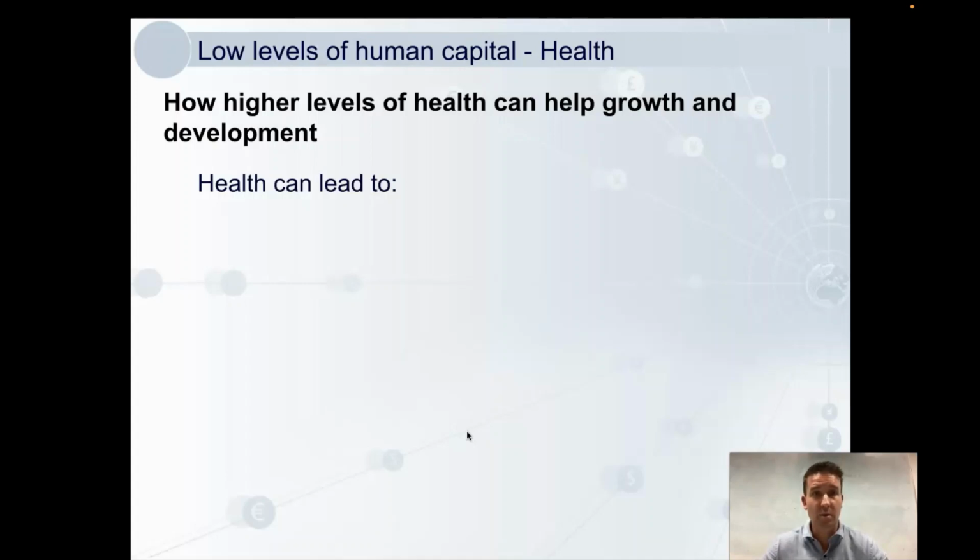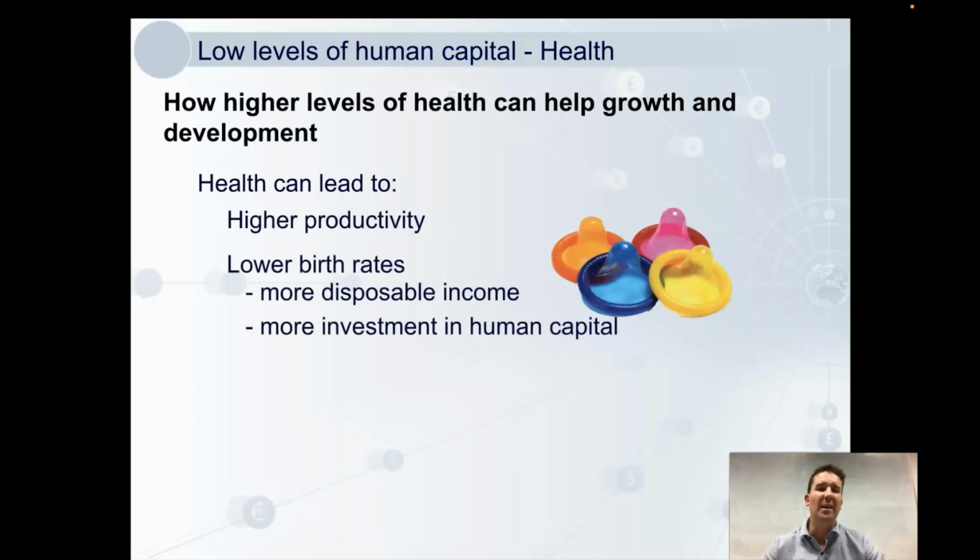Okay, and health. How can health help growth and development? Higher productivity. We get lower birth rates if people understand contraception and have access to contraception, which is largely considered healthcare. And if we have those lower birth rates, we can invest more in the human capital. Families, if they've got fewer children, can invest more in the children that they do have to help them achieve a better life. So they can invest in their health and education.